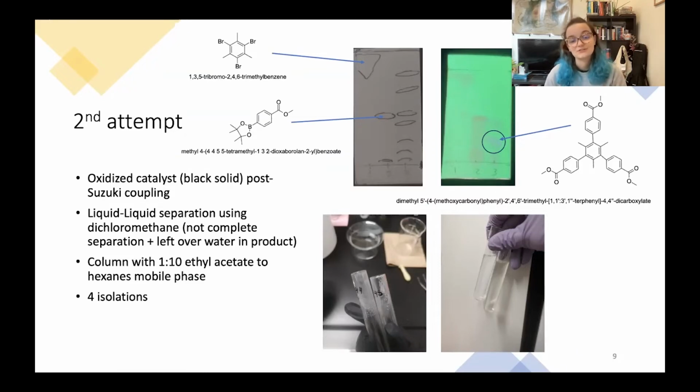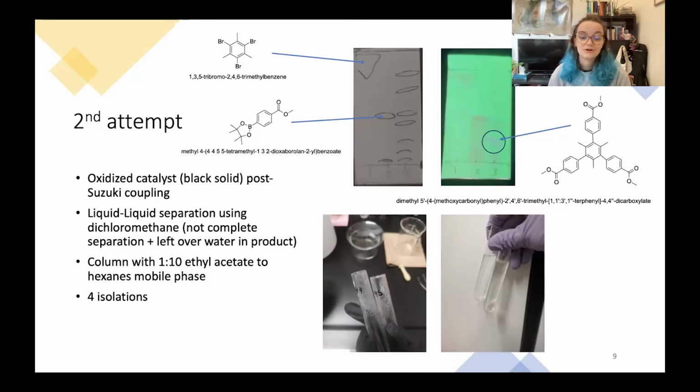that is used during the initial Suzuki coupling, which is the first reaction, did oxidize. So we did have some manipulation mistakes that we would have to rectify in our third attempt to limit the oxidation of the chemicals. Also, we noticed that during our liquid-liquid separation, which is the second step, it wasn't a complete separation. We were still seeing some discoloration in the aqueous phase.